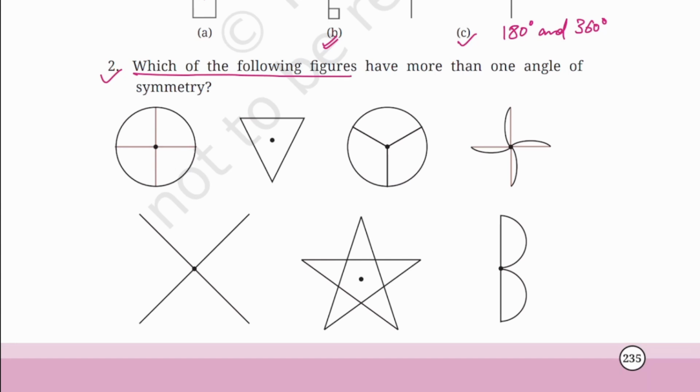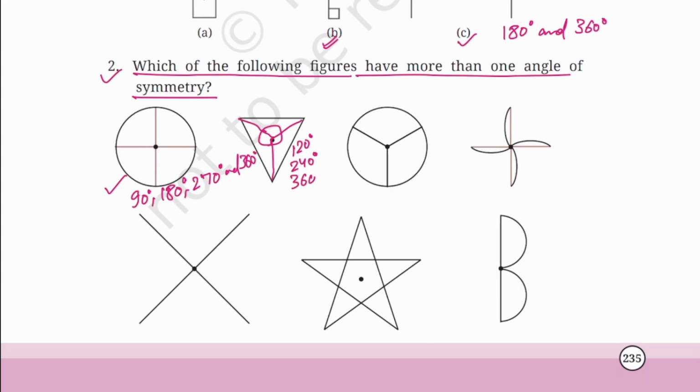2. Which of the following figures have more than one angle of symmetry? It has 4 angles of symmetry, that is 90 degrees, 180 degrees, 270 degrees and 360 degrees. Similarly, this figure has 3 angles of symmetry, 120 degrees, 240 degrees and 360 degrees. Similarly, this one too. Similarly, this one has 4 angles of symmetry, that is multiples of 90 degrees, and this too.